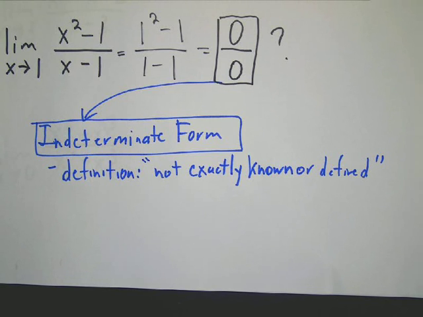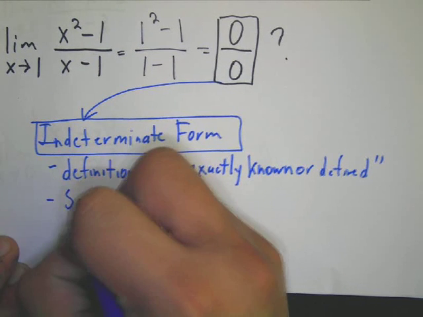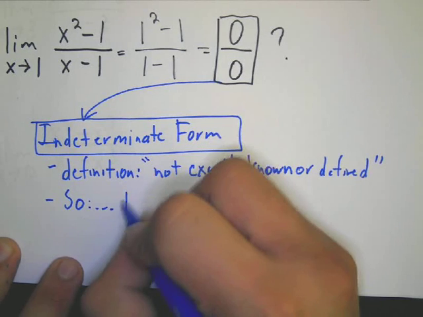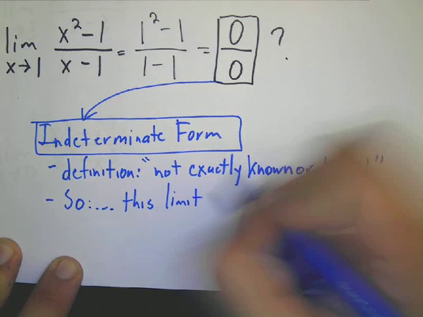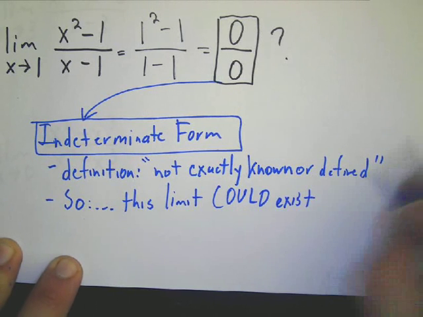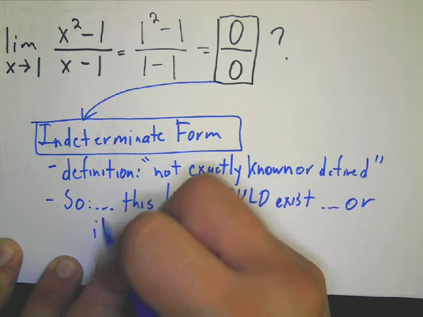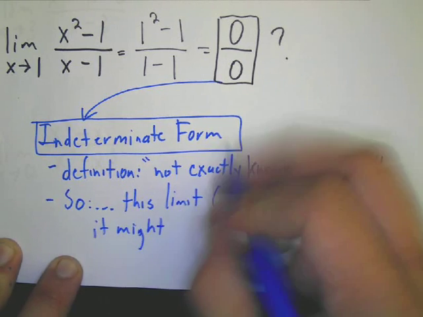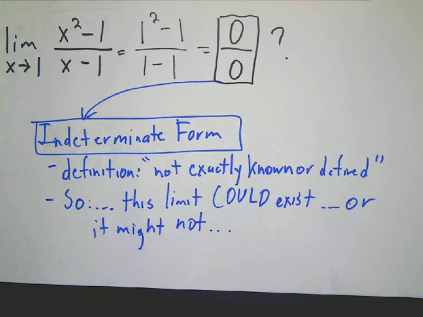Same exact sort of case when you get an indeterminate form. What this is basically saying is that this limit could exist, or it might not. So whenever we get something that's 0 over 0 when we plug in the value the limit is approaching, that's basically saying we don't know whether or not it's going to exist. So we have to investigate a little further, do a little bit more math to determine whether or not it will indeed exist.